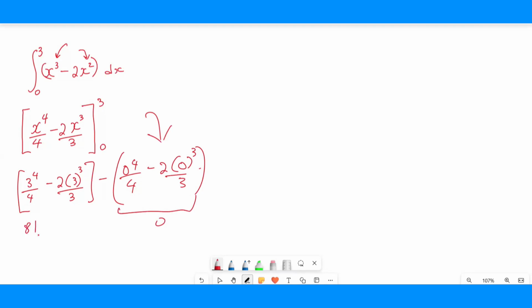So this becomes 81 over 4 at the front minus 2 times 27 over 3, which is 27 times 2, which is 54 over 3. And 54 over 3 is 18 over 1. So basically 1 times 81 gives us 81. 4 times 18 gives me 72, and this is over 4. Finally, this becomes 9 over 4.